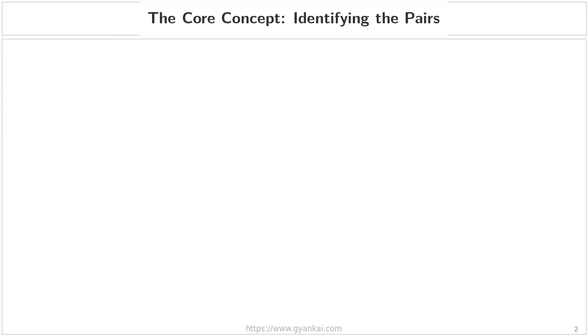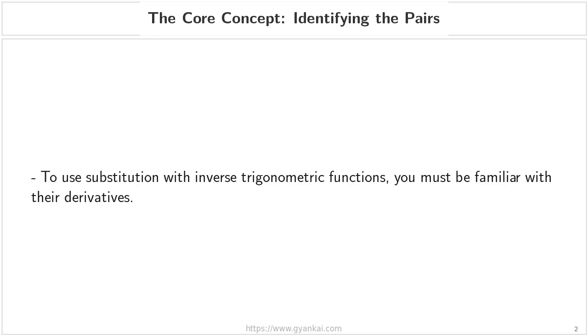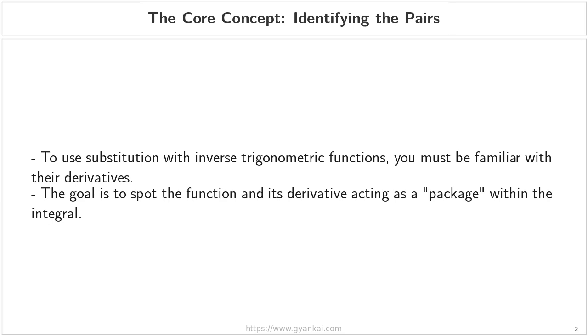The core concept, identifying the pairs. First, it's crucial to remember their derivatives. You absolutely need to be comfortable with what you get when you differentiate inverse tangent, inverse sine, and inverse cosine. This isn't just memorization, it's about recognizing patterns. The goal here is to think of these functions and their derivatives as a package. When you see one, immediately look for the other. If you spot that pairing, it's a strong signal that substitution will simplify the integral.